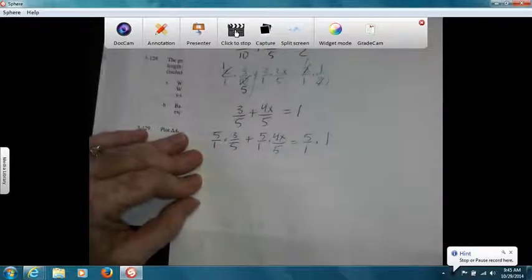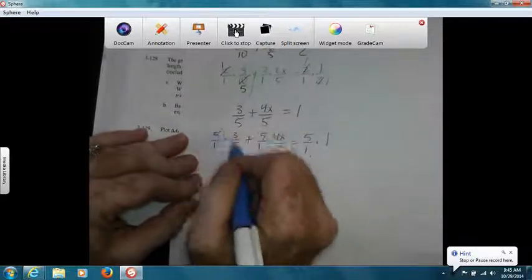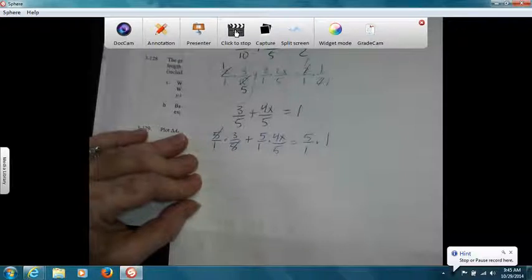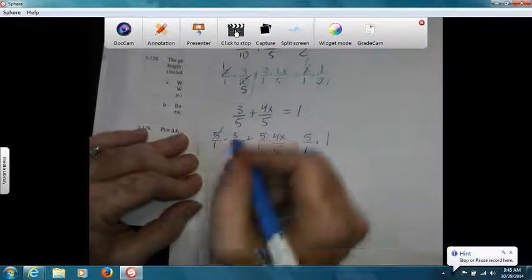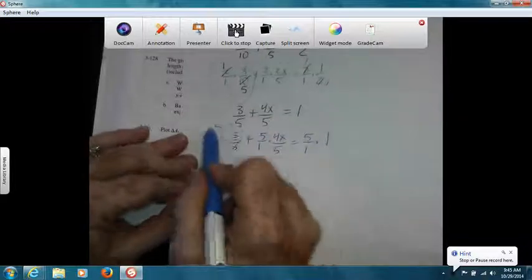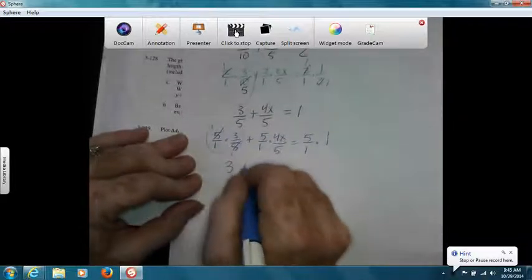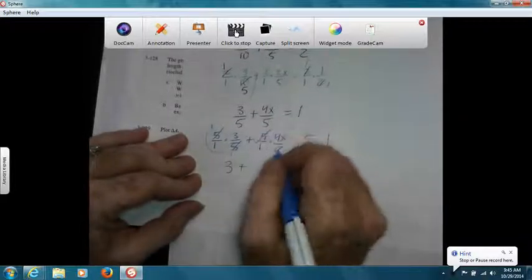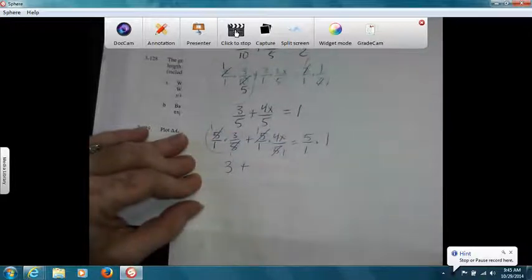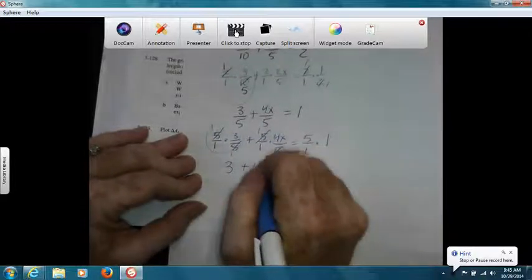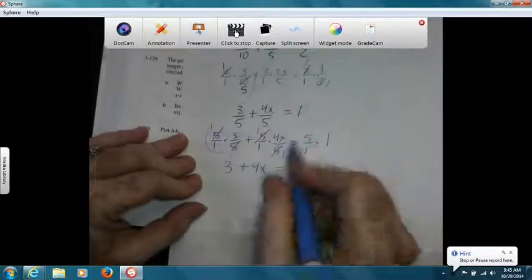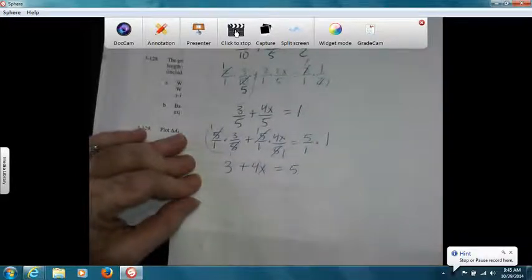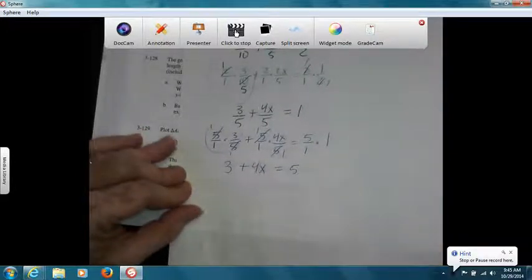Okay, so now look at my 5. Yahoo, right? Look, the 5 went away because they're a giant 1. So 5 over 5 is 1. So these just turn into 1s, and this whole term just turns into a 3. Look, these 5s go away. Hallelujah. And then I got 4x. And then this is 5 times 1. That's 5. Now, who knows how to solve that? We got 3 plus 4x equals 5.